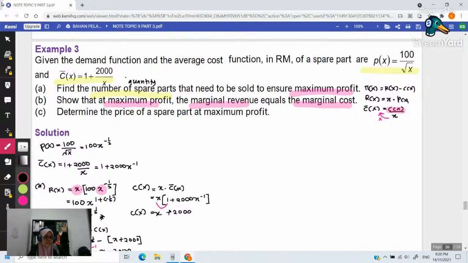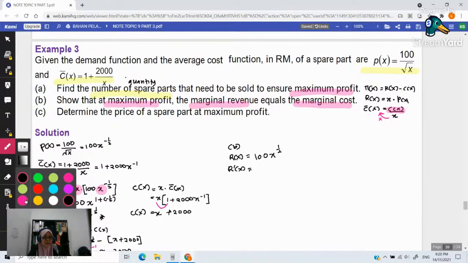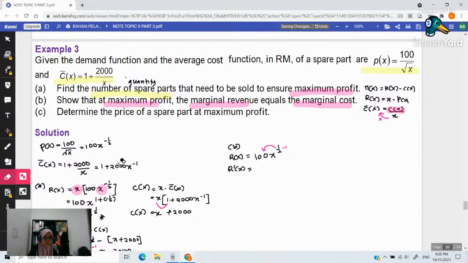In question B, we do not have the marginal revenue, so we need to find it. Marginal revenue is equal to R prime. R of x is equal to, from the previous one, 100 x to the power of 1/2. So marginal revenue means R prime x, so we differentiate again. Three steps: first, bring the power to the front, copy and minus 1. So 100 multiply 1/2 is equal to 50, x to the power of negative 1/2.